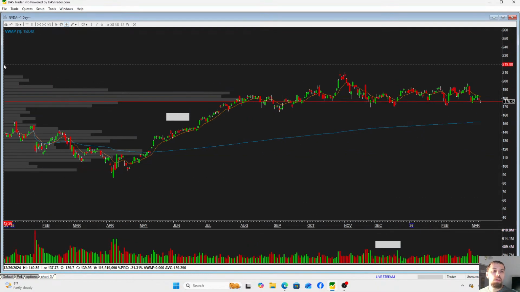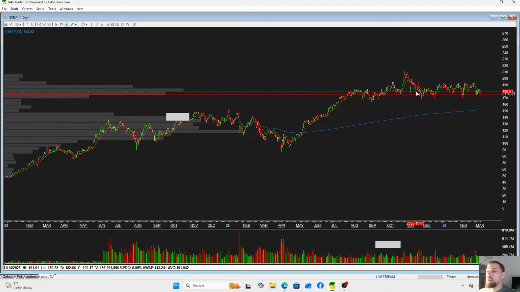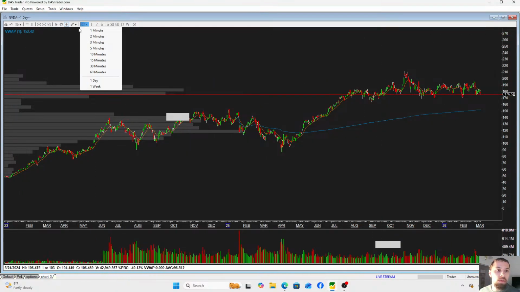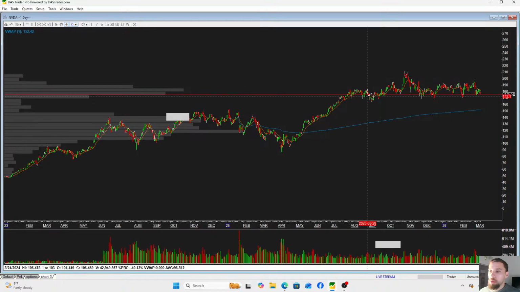Okay, that seemed to help. Okay. This is NVIDIA. As you can see, the stock's been going sideways in a bit of a range for quite some time, since August of last year. So again, just drawing my support and resistance levels.